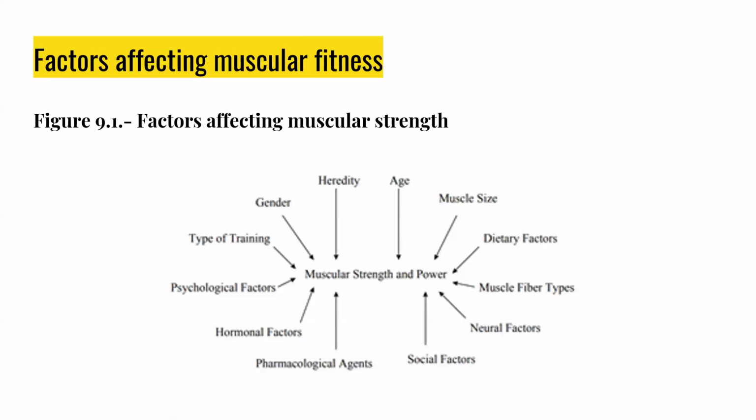And here are some factors affecting muscular fitness. I won't go over them in a lot of detail because it's a little bit out of the scope of this lab. We'll mostly be focusing on the practicality of muscular fitness assessments, but this is important for you to know. These are all the factors that can affect muscular strength and power, like age, muscle size, dietary factors, muscle fiber types, neural factors, social factors, pharmacological agents, right? Hormonal factors, psychological factors, type of training, gender, and heredity.